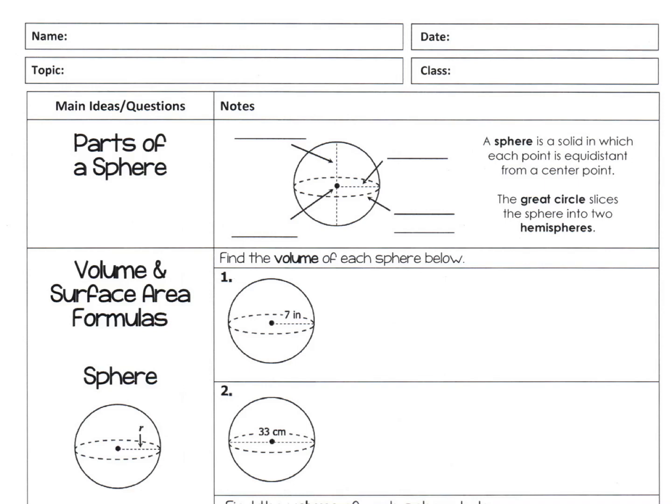We are talking today about 8.5, volume of spheres. Okay, some key features of spheres that are good to know. A sphere is a solid in which each point is equidistant from a center point.